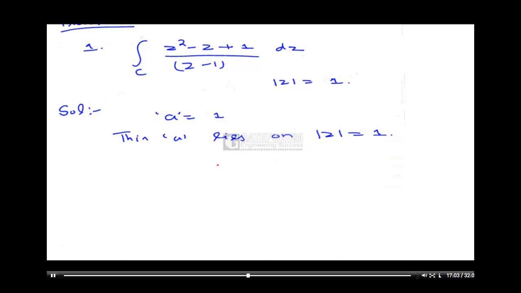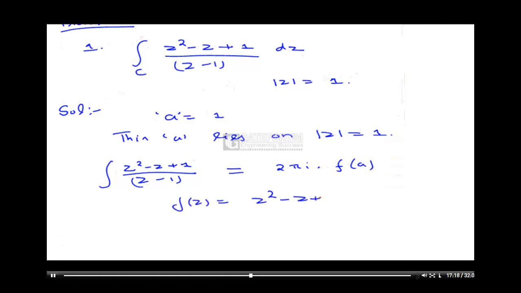Then the integral of z square minus z plus 1 upon z minus 1 is equal to 2 pi i f(a). f(z) is what? z square minus z plus 1. Thus f(a) will become 1 minus 1 plus 1, which is equal to 1. Thus the value of this integral is 2 pi i. This way this problem is solved.